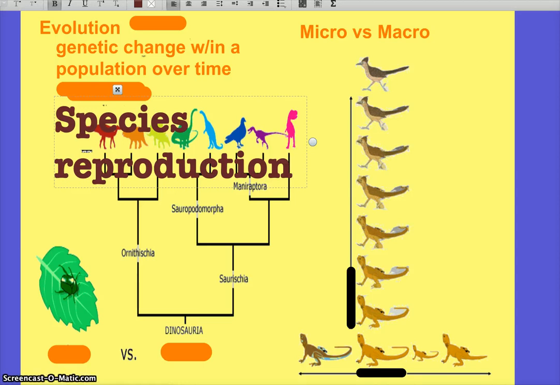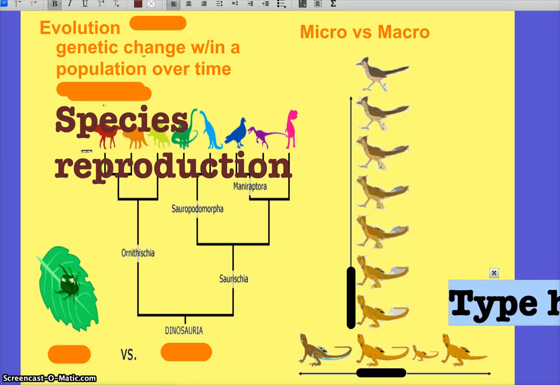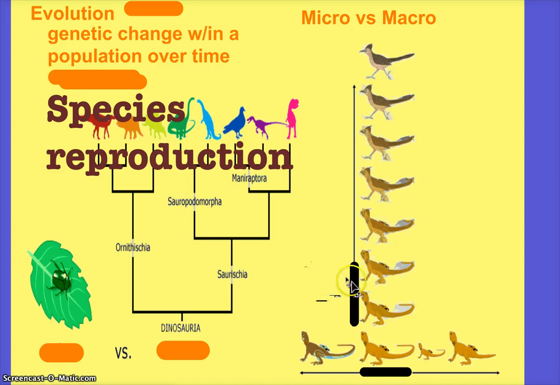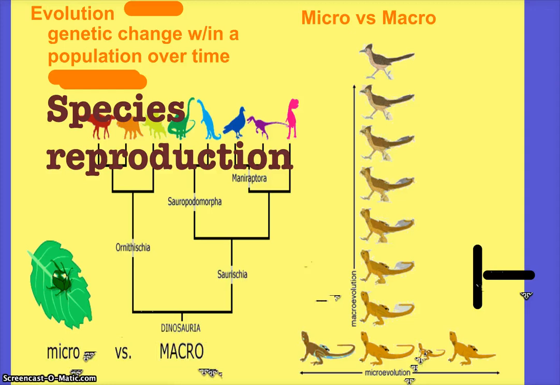Like with the dinosaurs. Like us, from gorillas, right? Or from bacteria, for that matter. And then horizontally, we have micro, which is, what kind of changes do you see there? Size, what else? Color, what else? Features, anything. Micro versus macro.